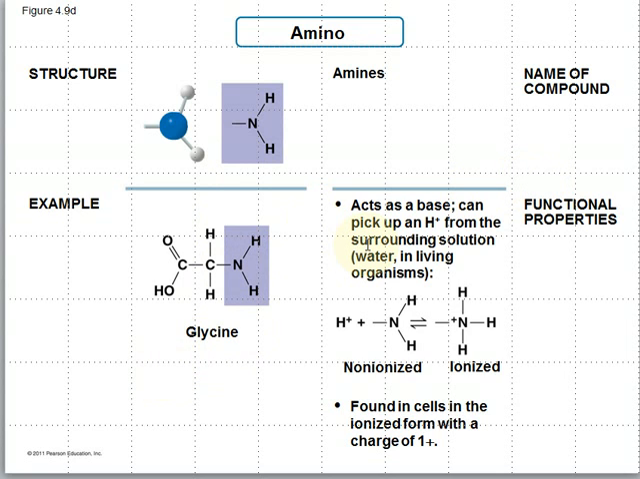What are its properties? It actually acts as a base because it can pick up H plus ions from the surrounding solution. So here you can see what might happen. That nitrogen can actually pick up an extra hydrogen, and in its ionized form it would be +1 because it picked up that extra hydrogen. And it's also found in cells, with a charge of 1+. So again, this is another one of those functional groups that we're going to talk about later that is very important to cellular chemistry. And this one involves nitrogen. It's called an amino.